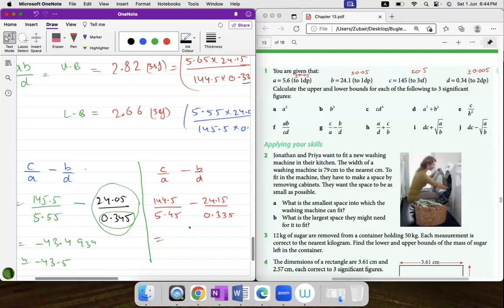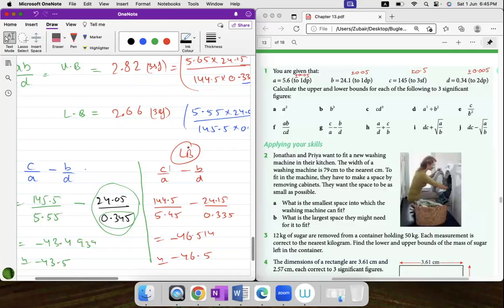445 and 65, 24.15, 0.335, and that's correct, minus 46.514, and up to three significant figures is this. So, upper bound and lower bound. Any confusion?